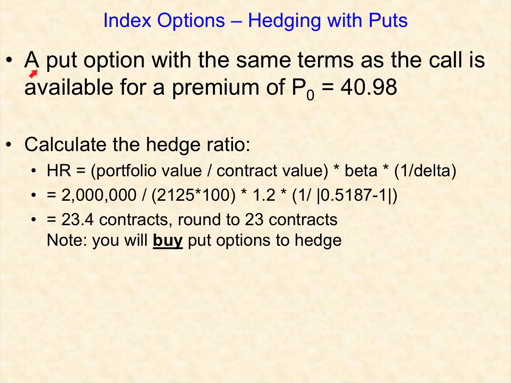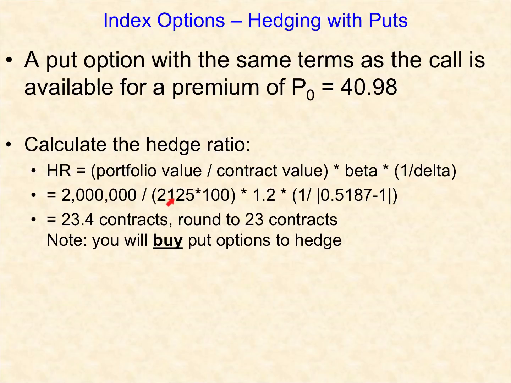Now let's have a look at hedging using put options. There's a put option available on the S&P 500 index with the same terms as the call we used previously. This put option has a premium of $40.98. We'll calculate our hedge ratio as the portfolio value, which is $2 million.